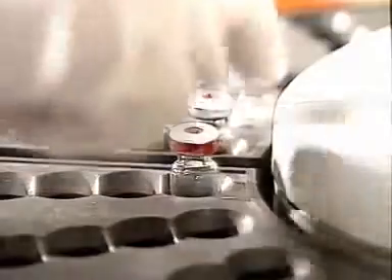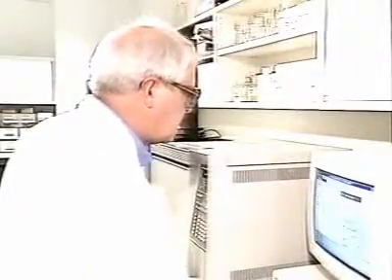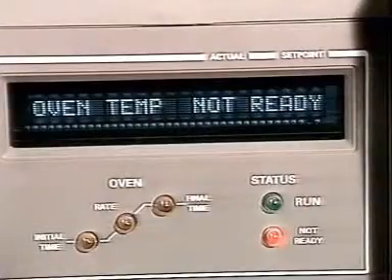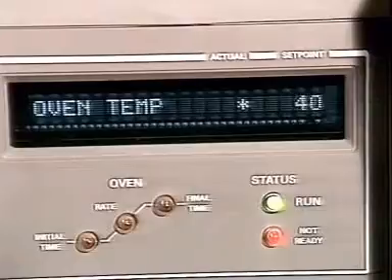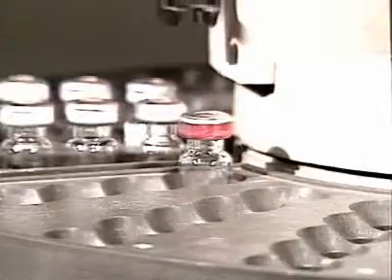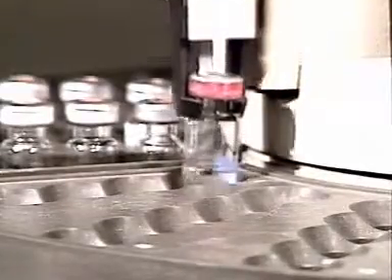Gas chromatography uses about 1 milligram of sample dissolved in a volatile solvent at a concentration of about 1 milligram per cubic centimeter. Once the details of the samples are entered into the computer, an automatic sample changer carries each sample in turn to the instrument.